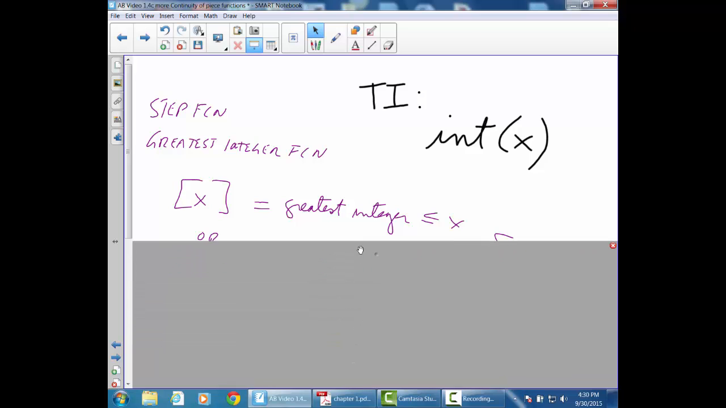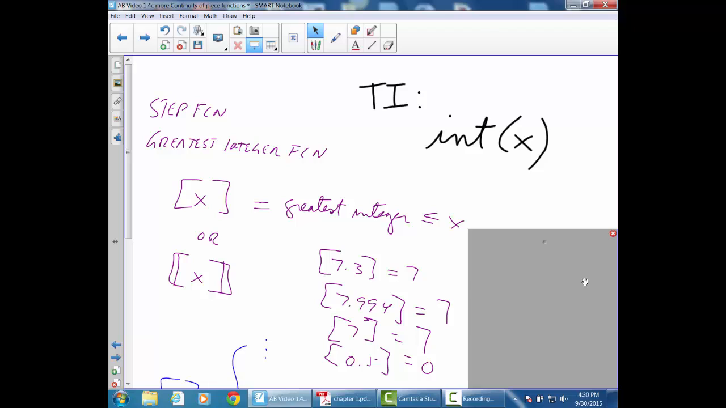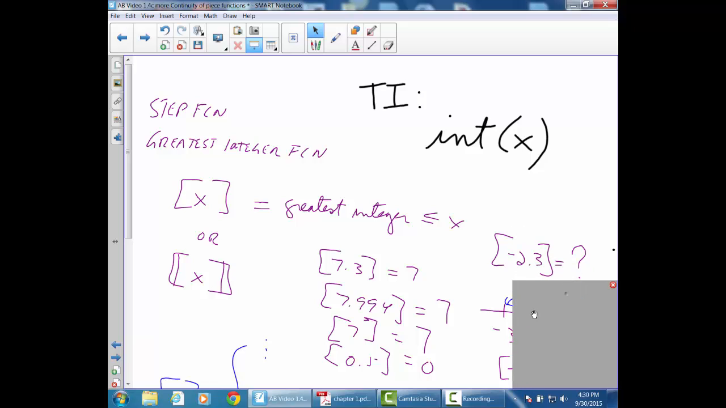Now, over here, pretty straightforward. The biggest integer less than or equal to 7.3 is 7. Biggest integer less than or equal to 7.994 is still 7. Biggest integer less than or equal to 7 is 7. Biggest integer less than or equal to 0.5 is 0. But you've got to be careful when you're taking a negative.